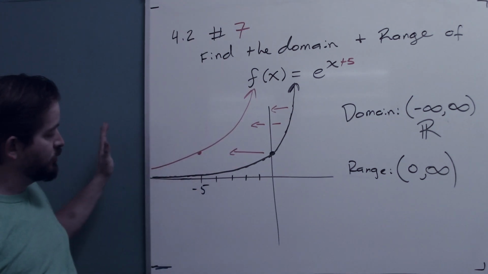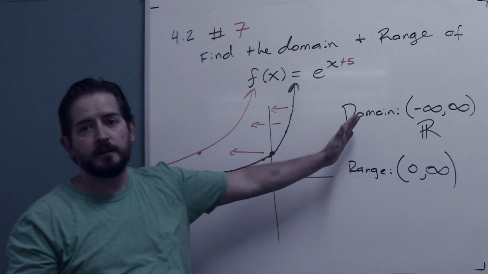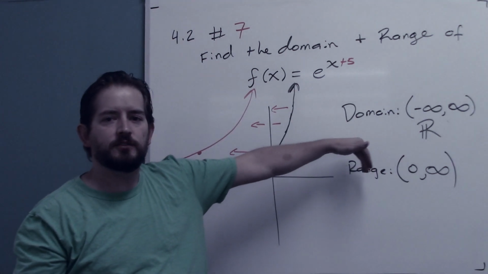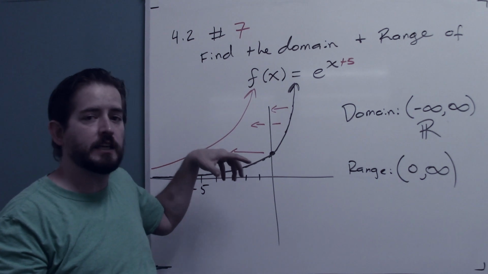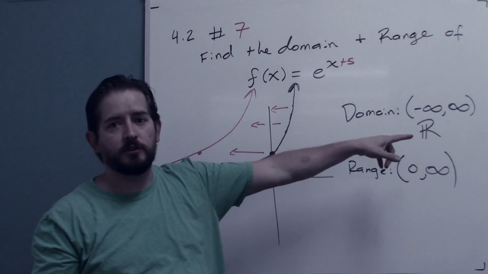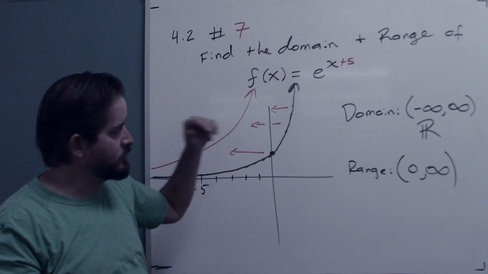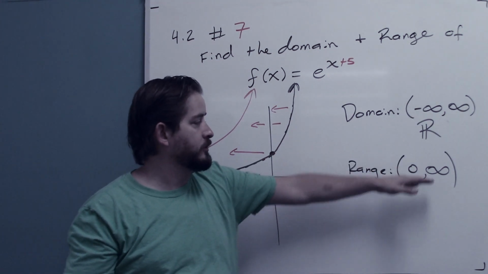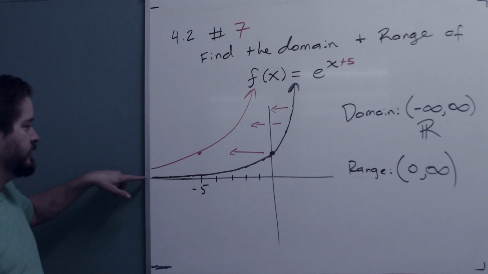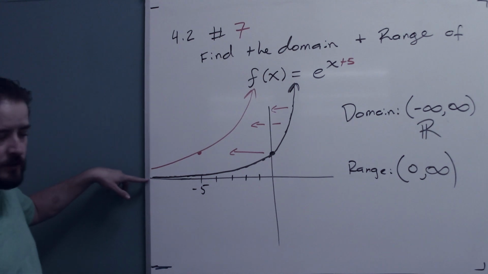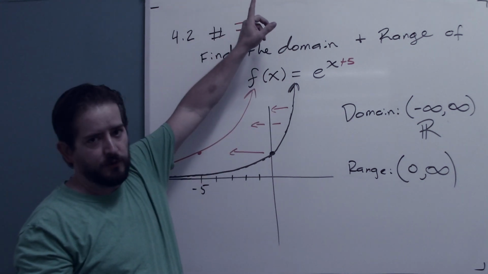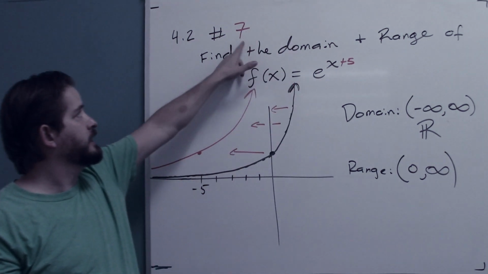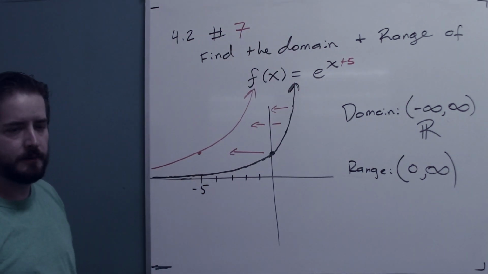But you can see my domain is still everything, because if all of my x values are valid, shifting the x values to the left doesn't change anything. I can still go on forever in both directions, right? So my domain is still negative infinity to infinity. The range is still 0 to infinity because I still asymptotically approach that x-axis on the left, and I still go up to infinity on the right. So my domain and my range don't change for number 7.